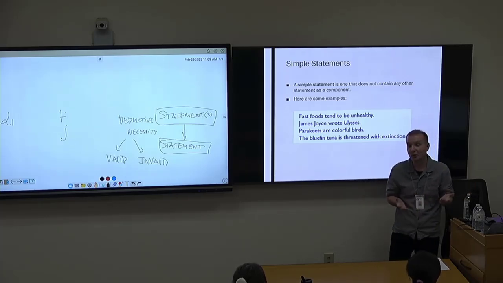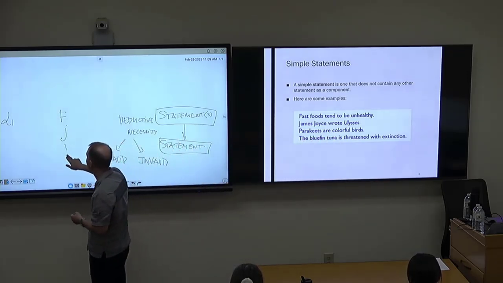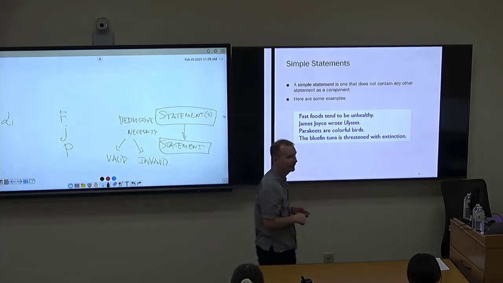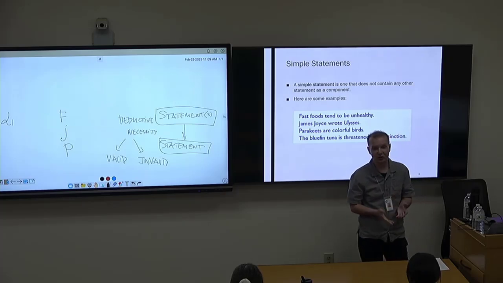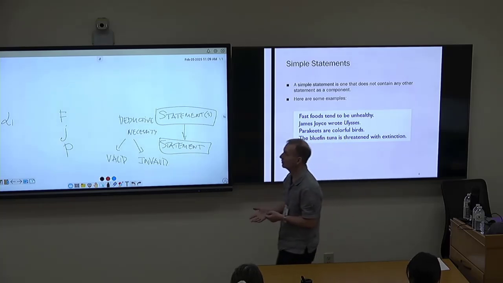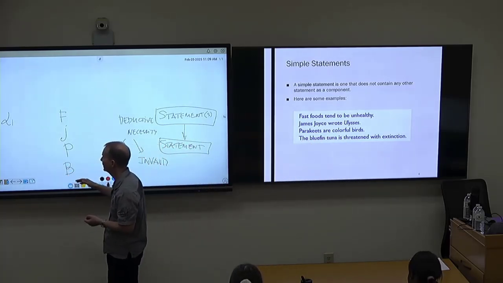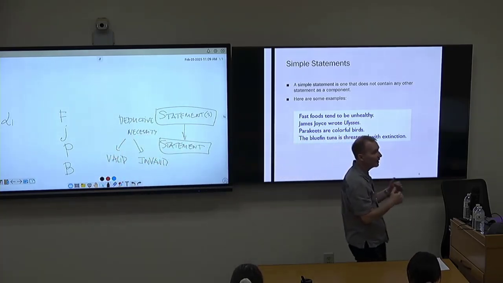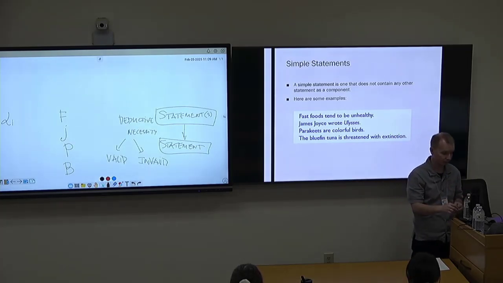Parakeets are colorful birds. Another simple statement. We can just use letter P here. Is it true? Yes. The bluefin tuna is threatened with extinction. Once again, a simple statement. You may not know this one. It's not really common knowledge. It actually is true. We can use letter B, right? Bluefin tuna. The letters themselves don't matter, but the capital letters stand for specific statements like this.